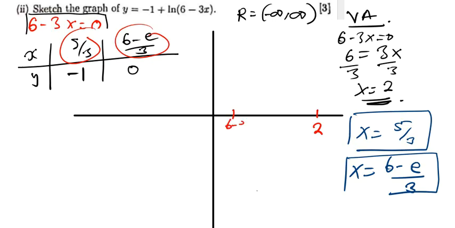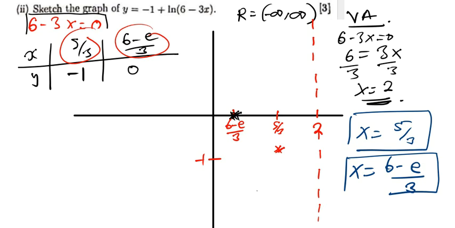6 minus e divided by 3. I can put it there. Then this one is 1 point something. So that one, I'll put it here, which is 5/3. So I need to cut a line at x is equal to like that. So now we have got 5/3 comma -1. 5/3 comma -1 in y-axis -1. So I'll put it there. What else? 6 minus e over 3 comma 0. That is this one.